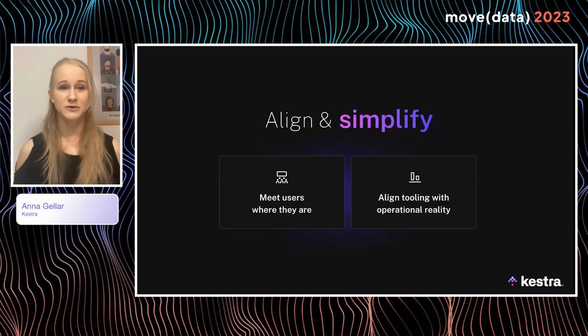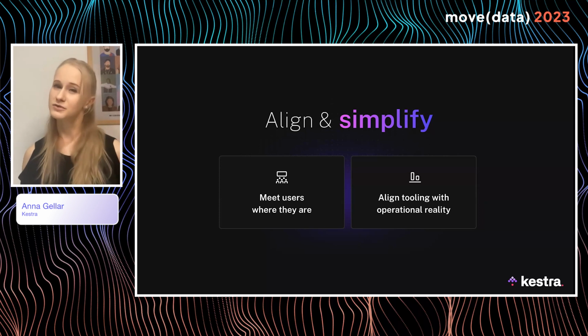To solve silos without creating new ones, we meet users where they are. We ask them how they want to work. If they want to write code from a local IDE, the orchestrator should support it. If they prefer to avoid the pain of packaging and deploying code, we should also support it. Then we can simplify the solution by aligning the tooling with how end users actually work. And that's the problem we're aiming to solve at Kestra.